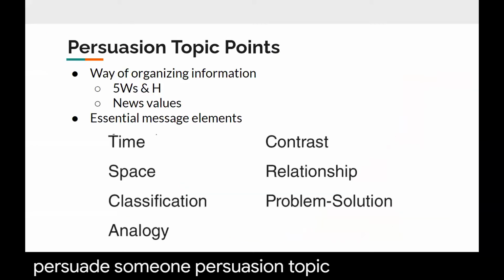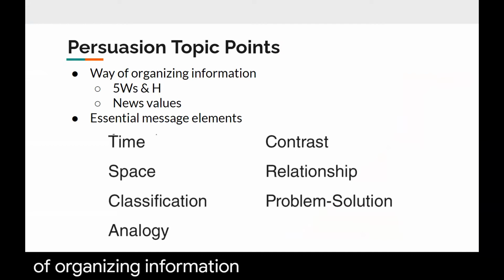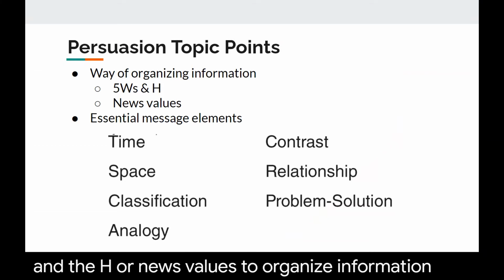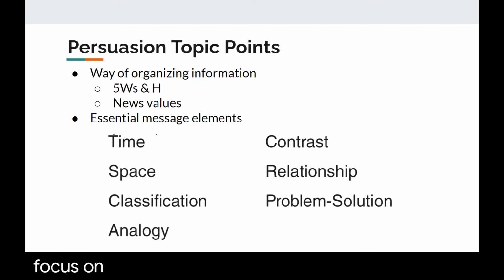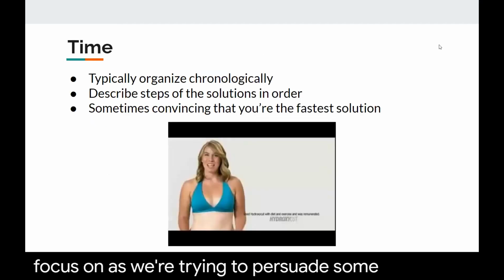Persuasion topic points are a way of organizing information, just like we use the 5 W's and an H or news values to organize information in news as well as public relations. So persuasion topic points provide essential message elements for us to focus on as we're trying to persuade someone.